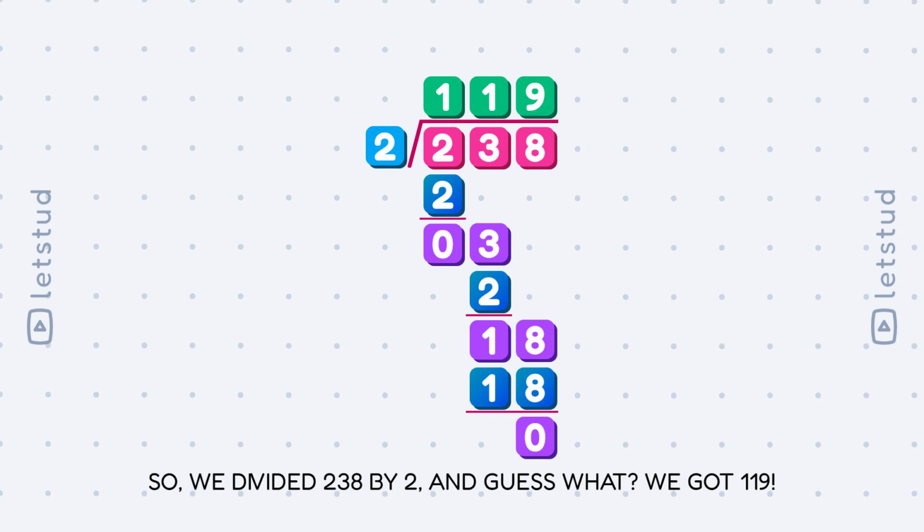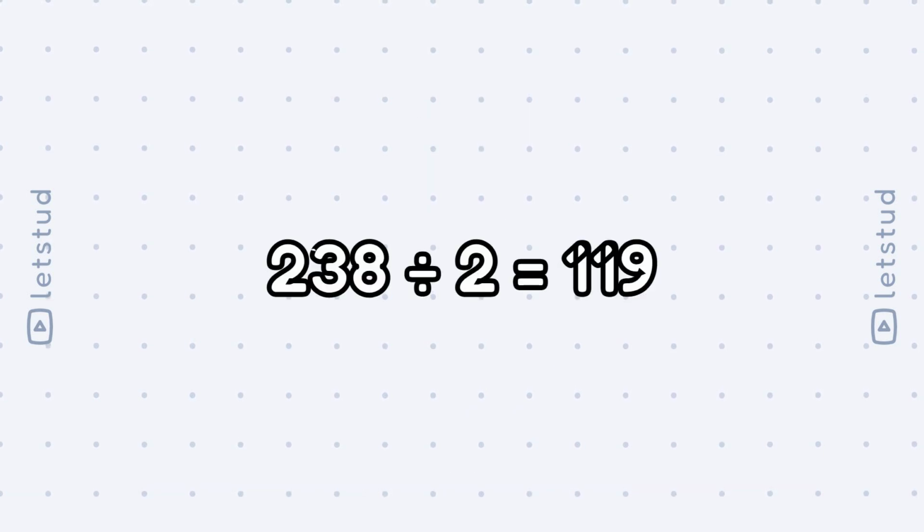So we divided 238 by 2, and guess what? We got 119. We did it! We tackled 238 divided by 2 step by step. Remember, every division problem is just a puzzle waiting to be solved. Keep practicing and you'll be a math whiz in no time.